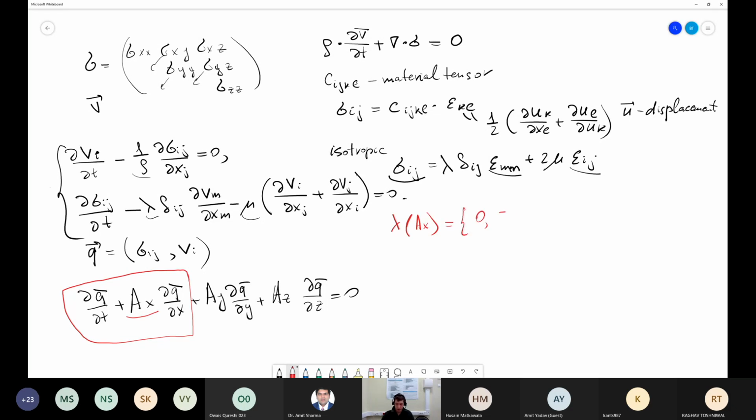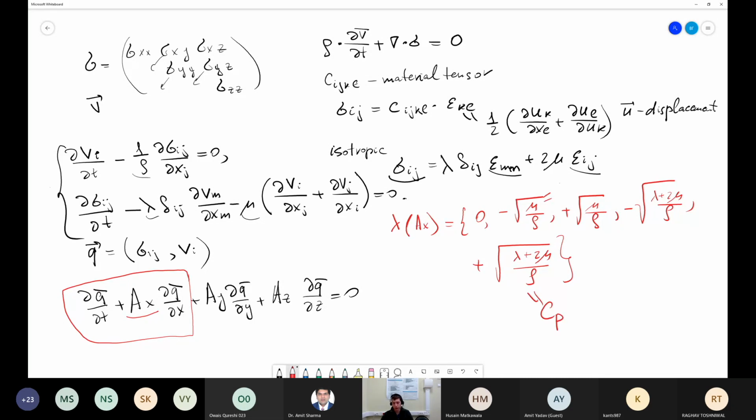0, minus square root of mu divided by rho, plus square root of mu divided by rho, minus square root of lambda plus 2 mu divided by rho, and plus square root of lambda plus 2 mu divided by rho. Lambda and mu are the Lamé parameters, rho is the density, and in fact, you can see that this is the well-known value of the speed of the pressure waves, and this is the speed of the shear waves. Yeah, plus and minus.